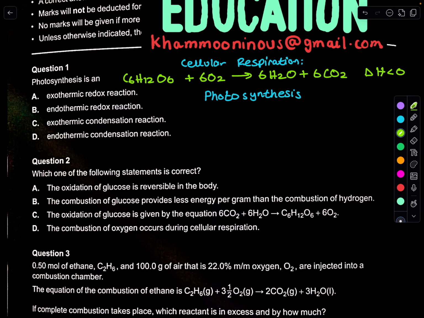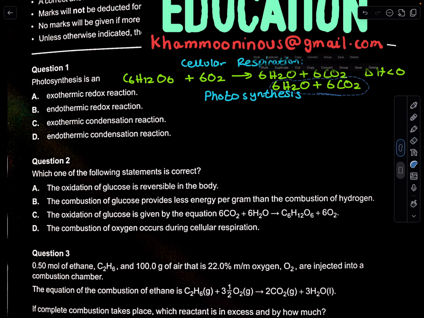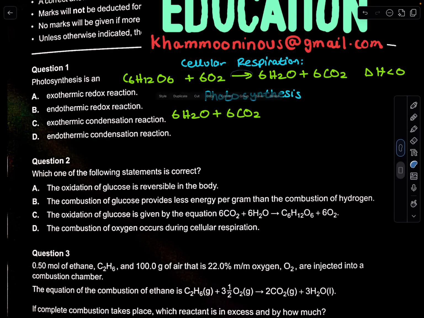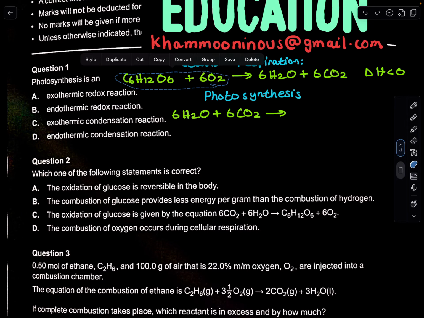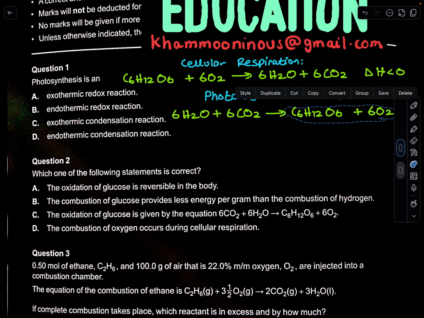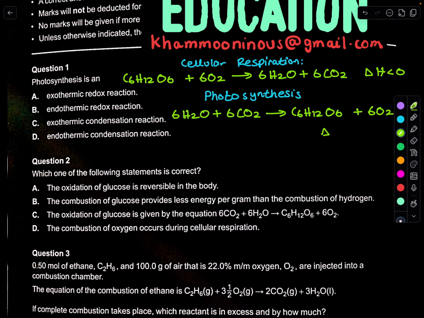So for photosynthesis, like we said, we just flip. It's just a reverse of the cellular respiration formula. So if we just reverse this, what would happen to the enthalpy change for the reversed one? Well, we know what happens, of course. The enthalpy change flips, becomes positive. So it's actually an endothermic process. Photosynthesis is an endothermic process. So it's not A and not C.